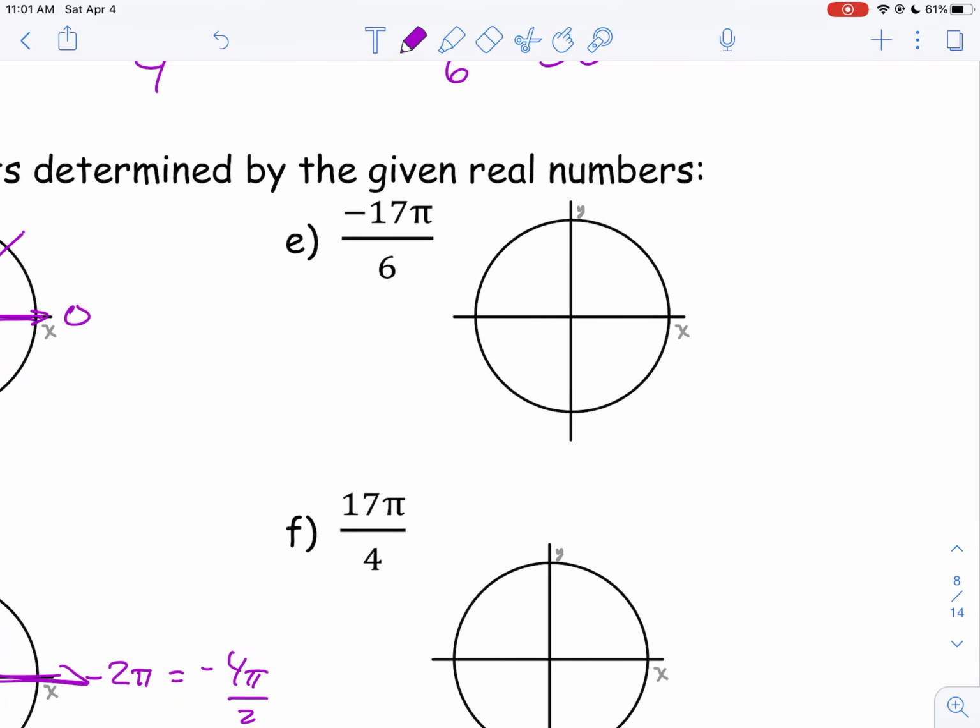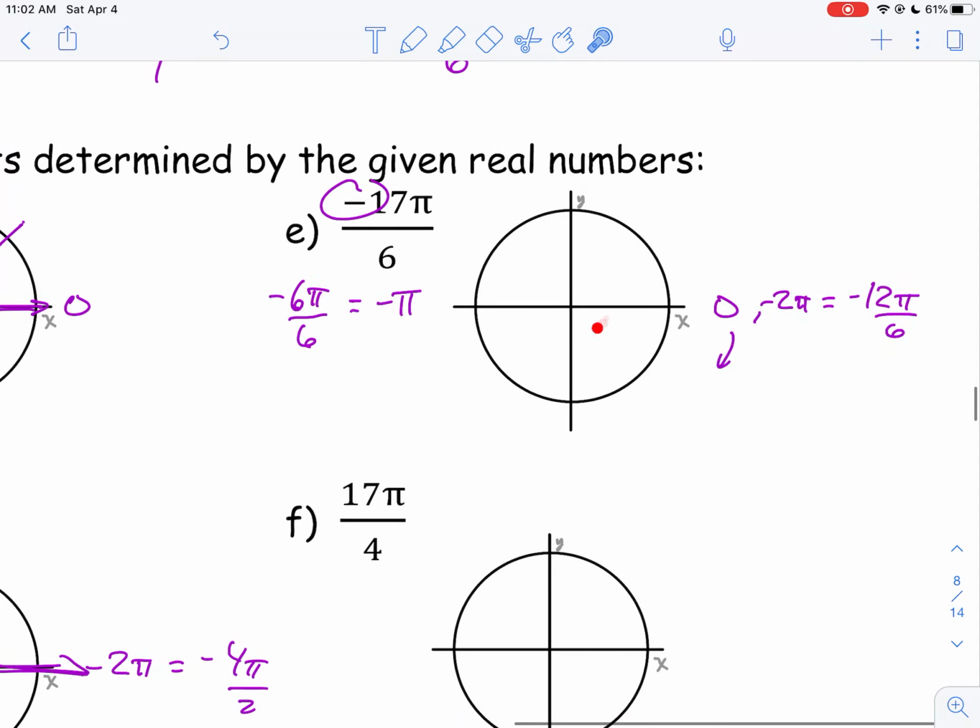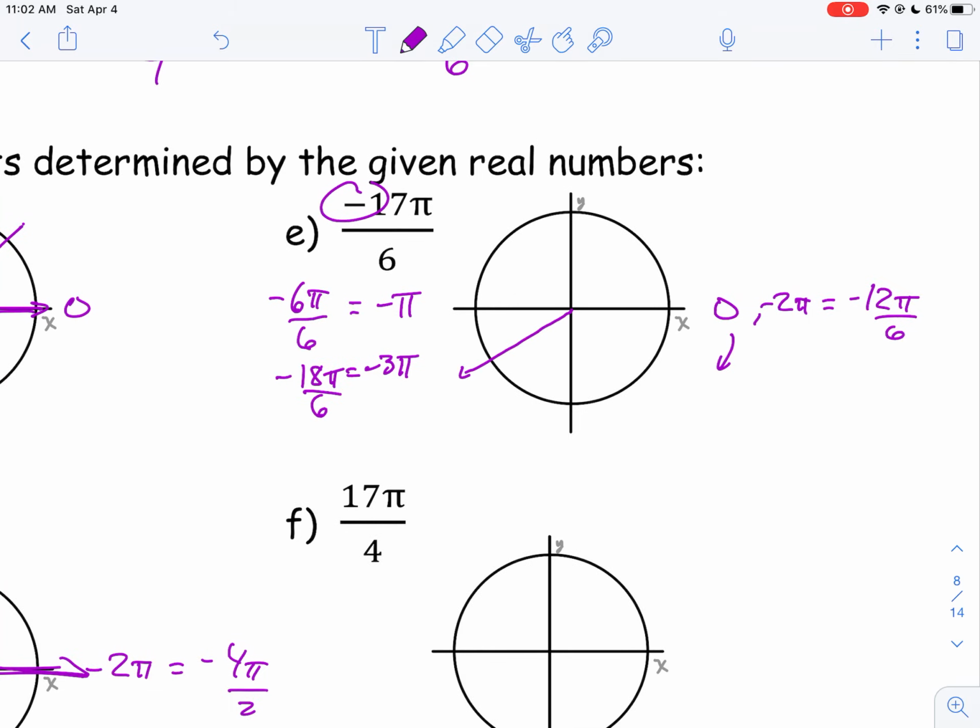Let's take a look at E. Negative 17 pi over 6. Again, I'm starting at 0. I'm going in the negative direction, so I'm going this way. You can see negative 17 pi over 6 is going to be quite a bit. So negative pi, again, just fractions here, common denominators, negative 6 pi over 6. If I keep going, this will be negative 2 pi, which is negative 12 pi over 6. So if I go around all the way to here, that's going to be negative 3 pi. And I see that's negative 18 pi over 6 if I get common denominators. And that's a little bit too far. I need to come back 1 pi over 6.